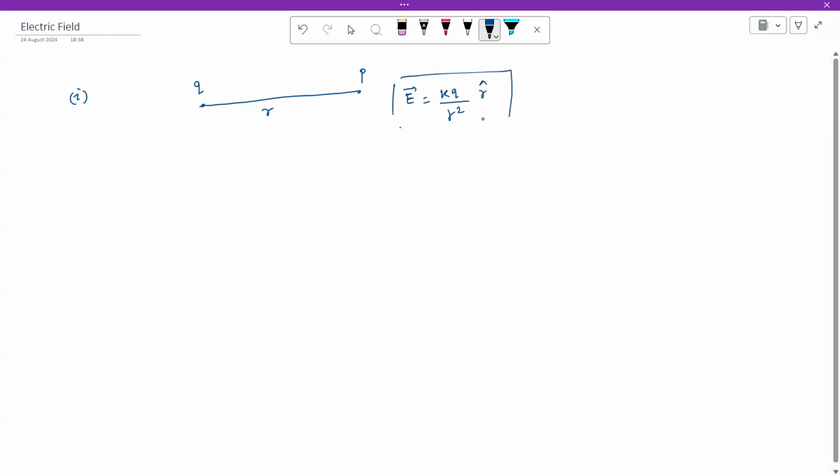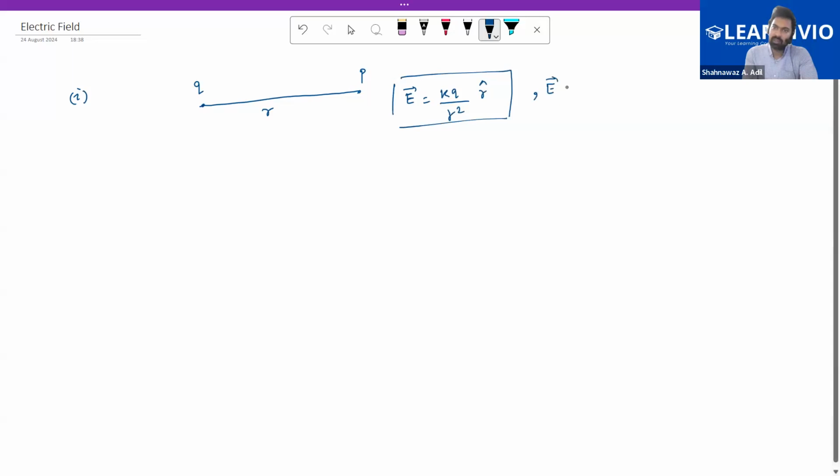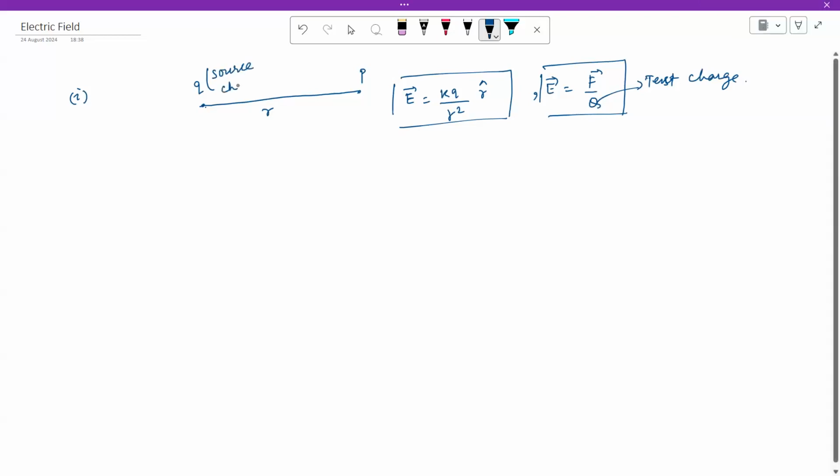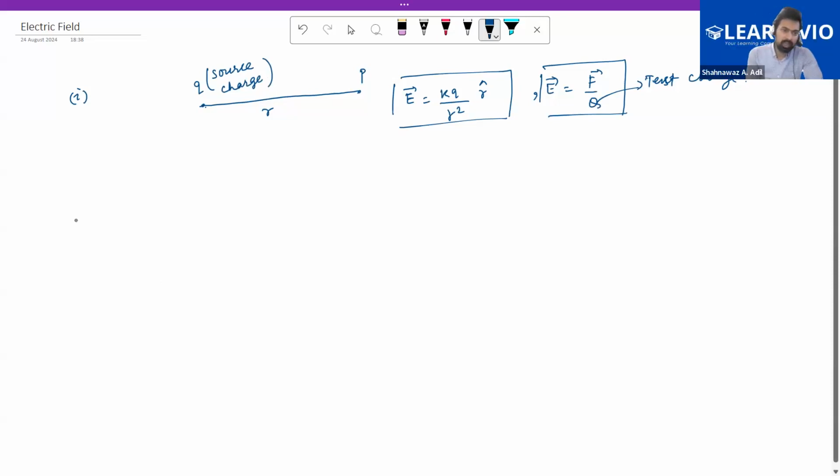So that is simply F by whatever charge was there. Let's say this test charge was Q1. So this is F by the test charge Q, where this Q is a test charge. This is a source charge, providing the electric field. Okay, now the second point is that this is the electric field due to a point charge.